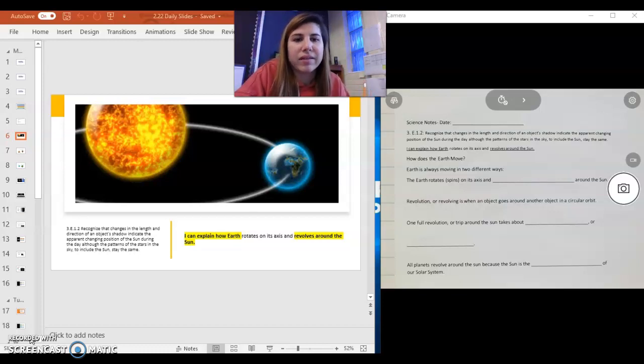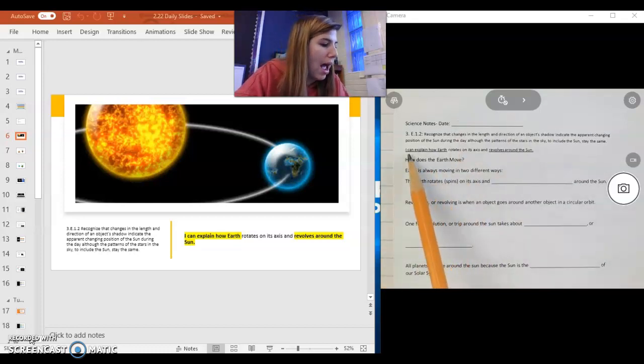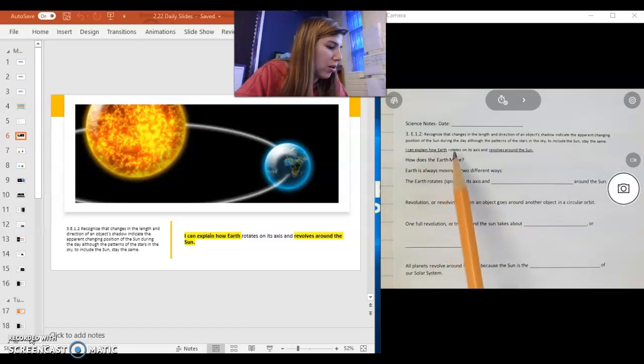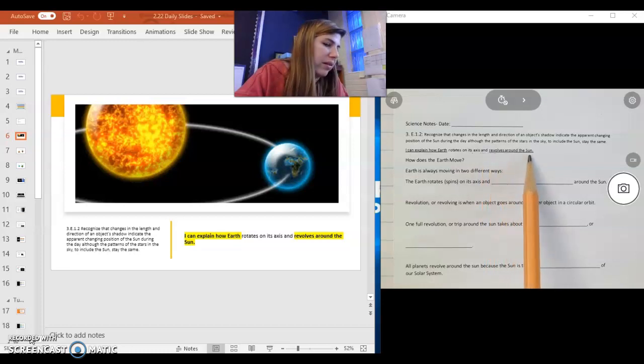Today we're talking about a second way that the Earth moves. While it is rotating, giving us night and day, the Earth is also doing something called revolving. So our I can statement for today: we are going to be talking about how I can explain how Earth rotates on its axis. That's what we did last time. And our new part today is and revolves around the Sun.